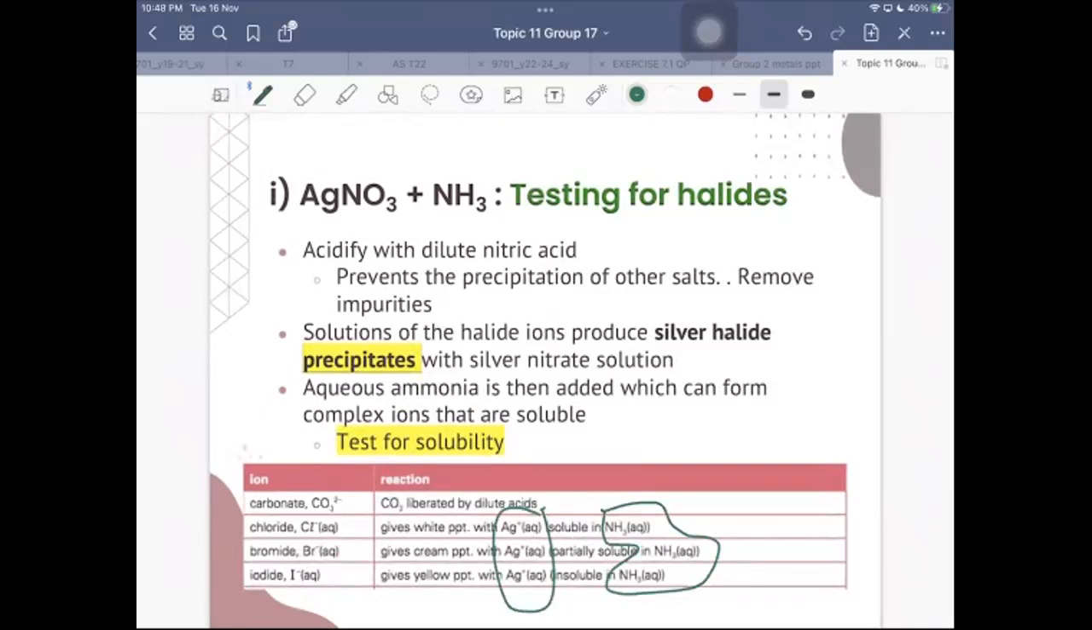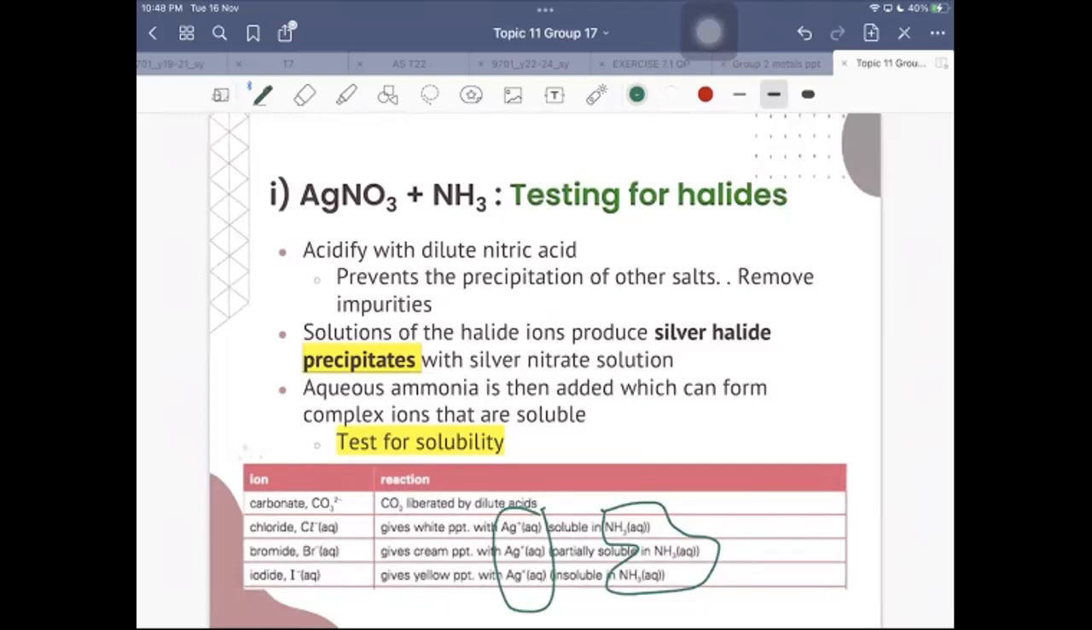The reason for this is because if there are any impurities, they will form a nitrate salt. And as you know, nitrate salts are all soluble. So they will not interfere with your test for the halides. So that is the purpose of your nitric acid. The reason we add nitric acid is to remove impurities.